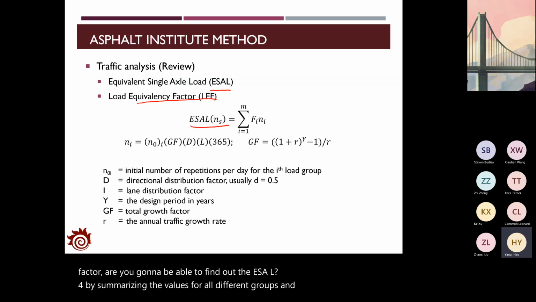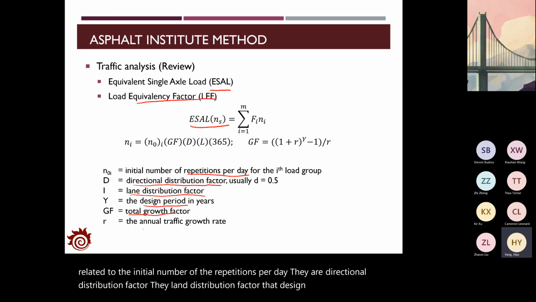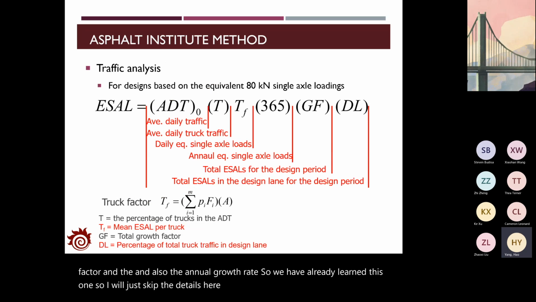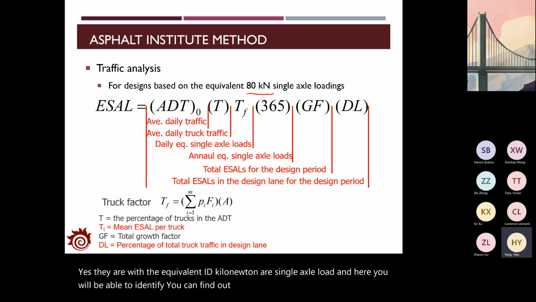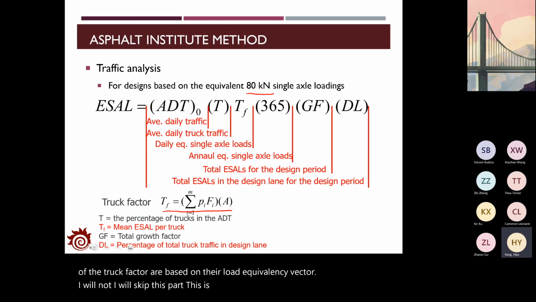And those values will be related to the initial number of repetitions per day, the directional distribution factor, the lane distribution factor, the design period, the growth factor, and also the annual growth rate. So we have already learned this one, so I will just skip the details here. Also, you can find the equation to calculate the ESAL with the equivalent 80 kilonewton single axle load, and here you can find the definitions of each component for the estimation of ESAL, and also the estimation of the truck factor based on the load equivalency factor. I will skip this part. This is what we have learned previously.